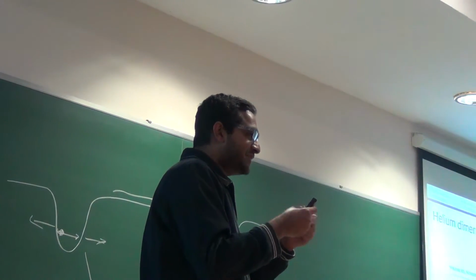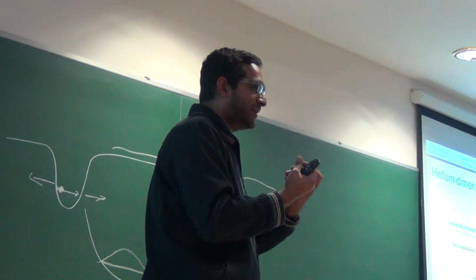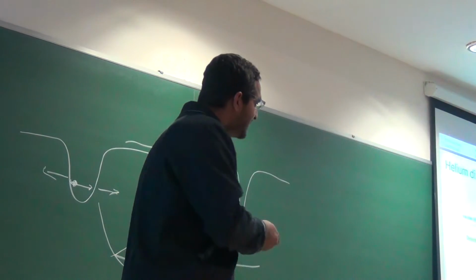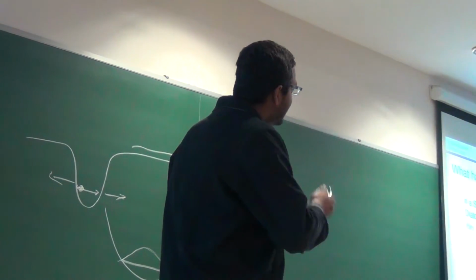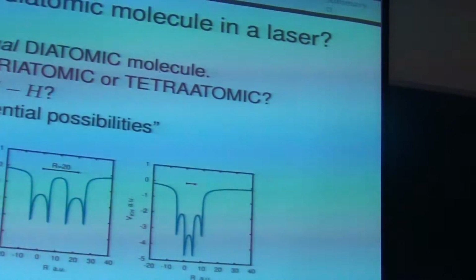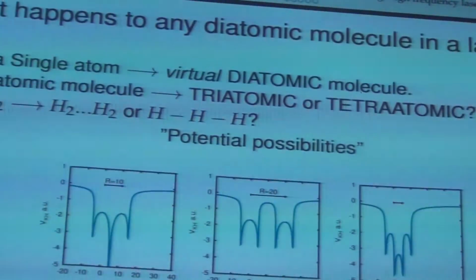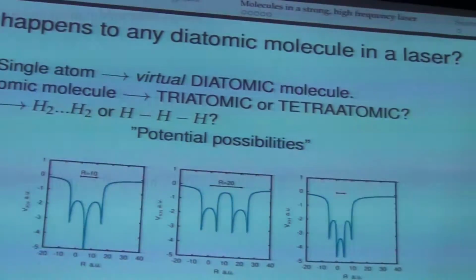Stabilized case. So in that case, the helium atoms have to bind, right? It cannot go out of the system. So rather, I have generalized the question here. Leave helium dimer, take any diatomic molecule in the laser. What would happen to it?